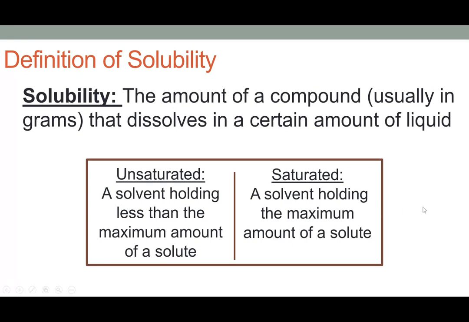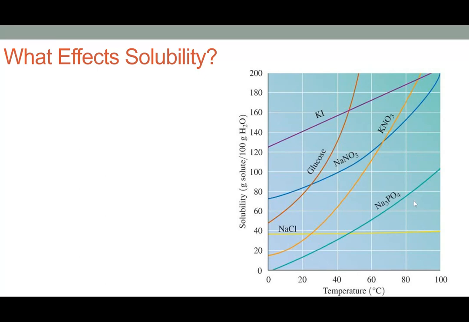What we're going to talk about now are some ways that we can affect that saturation point, affect the solubility. What if we want to add more sugar? What if we want less sugar to dissolve? How can we affect that? So the first thing we're going to look at here is temperature.